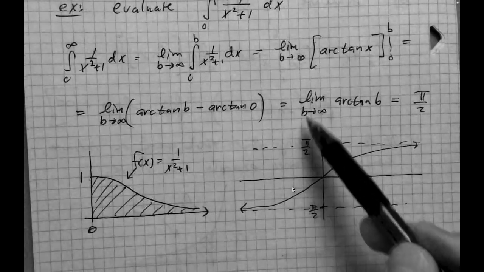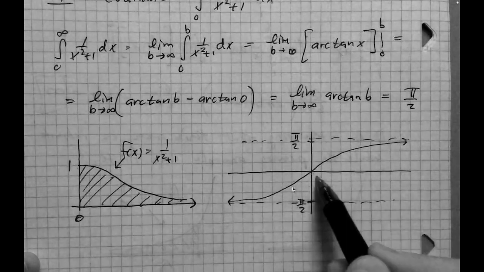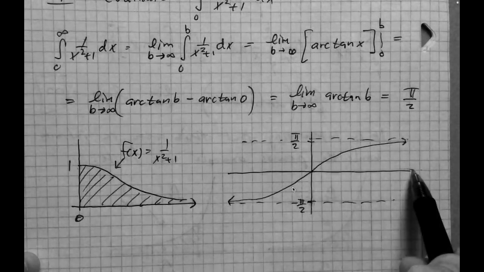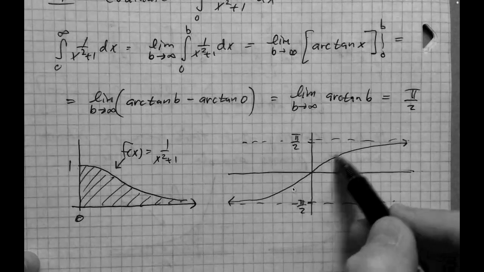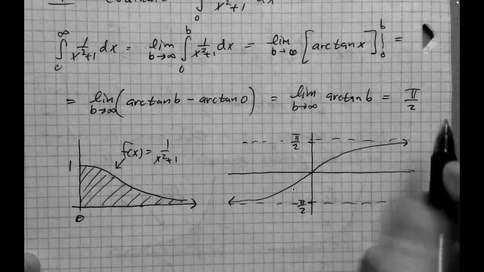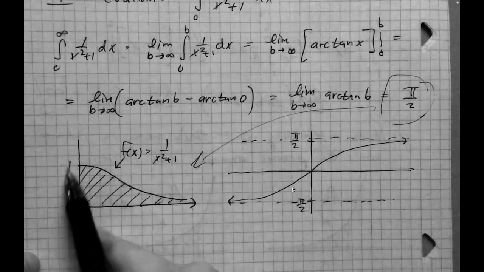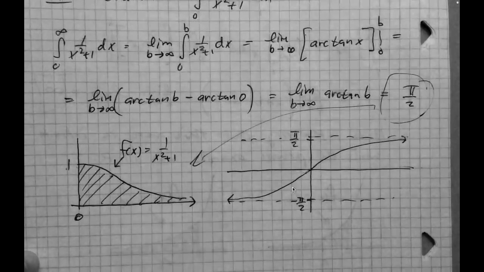Right, so you can see here, as b goes to infinity, the value you're evaluating arctan at goes to infinity, then this is going to tend towards this horizontal asymptote of pi over 2. Right, and the implication, of course, is that that is also the area under the curve of f of x equals 1 over x squared plus 1.